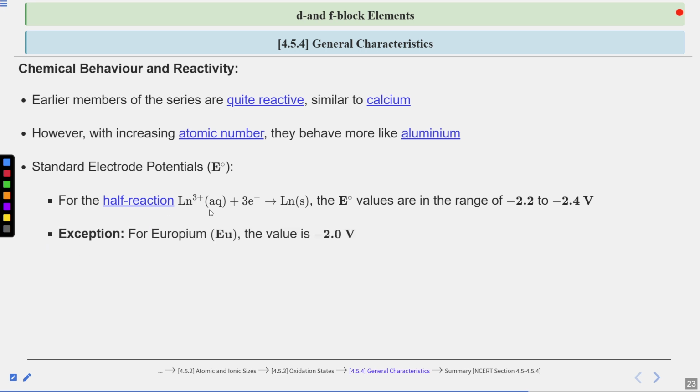The exception is europium, whose electrode potential value is -2.0 volt. This indicates a small variation in their reducing power, right? So E0 tells us about the reducing power of the element.